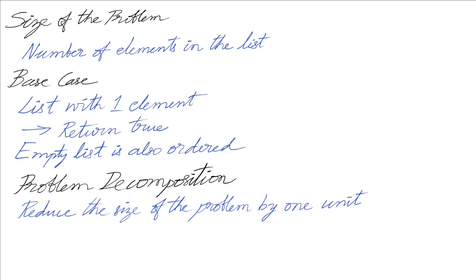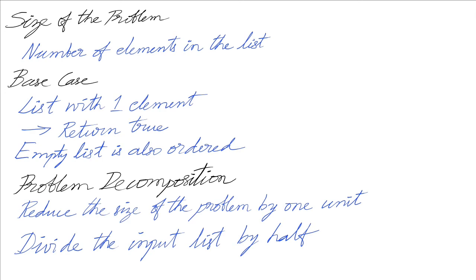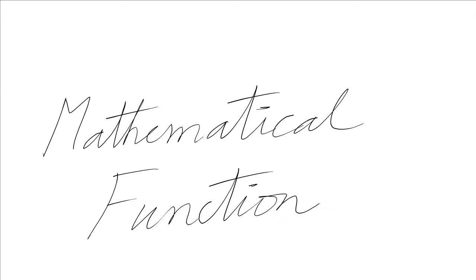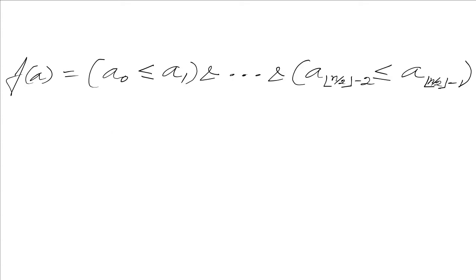Let's look at the problem decomposition step. We reduce the size of the problem by 1 unit. We can divide the input list by half. So let's look at the mathematical function. f of A can be expressed by this, where it checks if the first element is less than or equal to the next element, which is the second element, and we keep on checking until the first half, where the last element should be greater than or equal to the element before the last element.